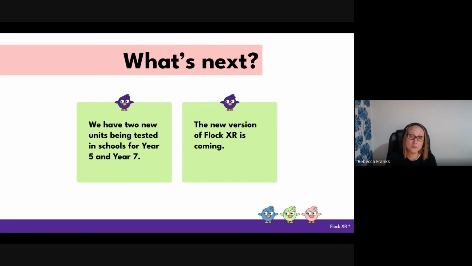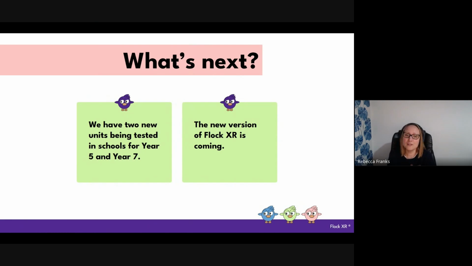We're also going to be launching the new version of Flock XR in April. So at that point, the Create with Flock XR button will go to the new version. And we're going to provide support and guidance up to that launch date so that teachers and other educators are prepared for the change. And one of those support mechanisms is to provide a free download code to anyone who has bought stage 7 Coding 3D Worlds Part 1 unit.